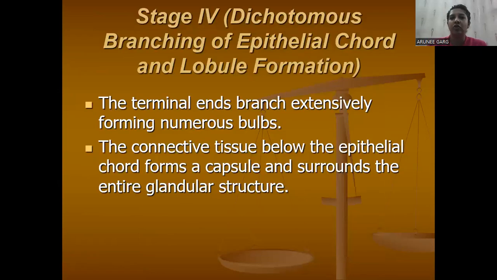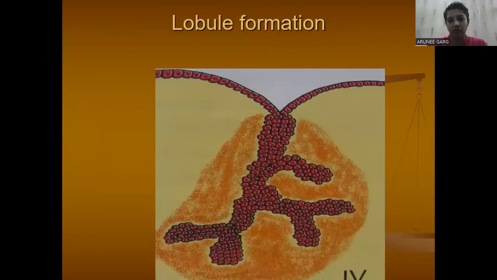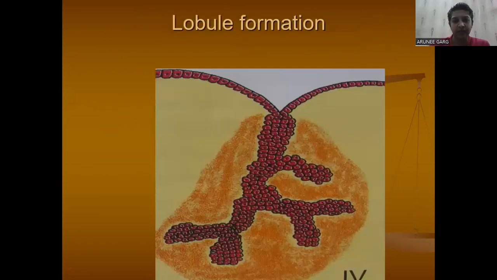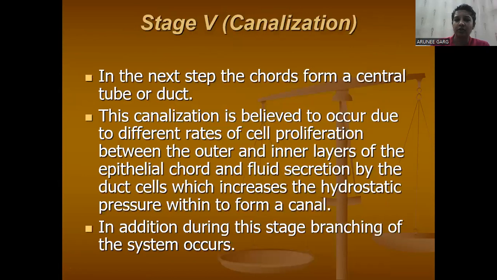Stage 4 is also called dichotomous branching of the epithelial cord and lobule formation. The terminal ends branch extensively further, forming numerous bulbs. The connective tissue below this epithelial cord forms a capsule and surrounds the entire glandular structure. A capsule is formed around and it surrounds the entire structure. You can see branching and this further branching to form the end pieces. This is the lobule formation.